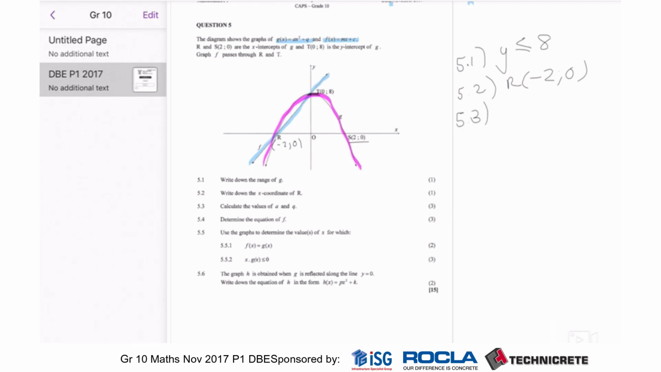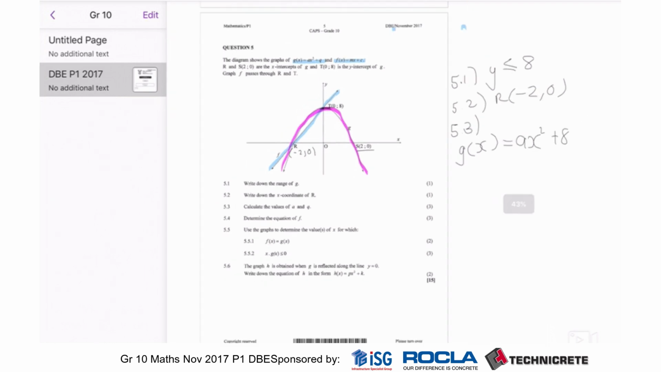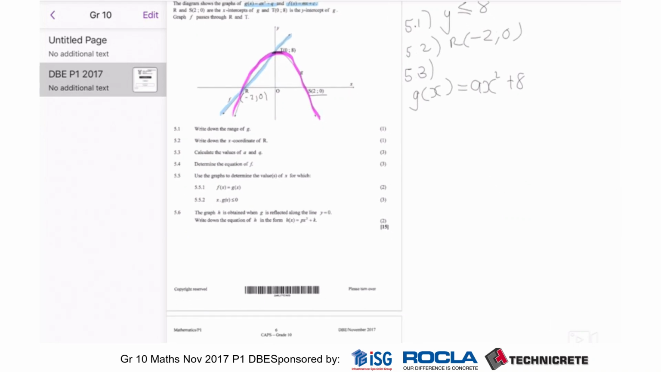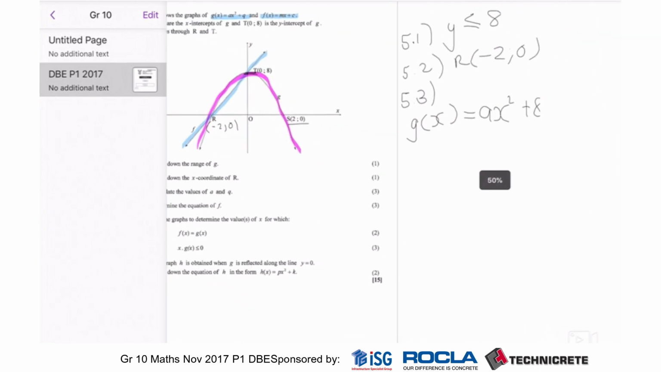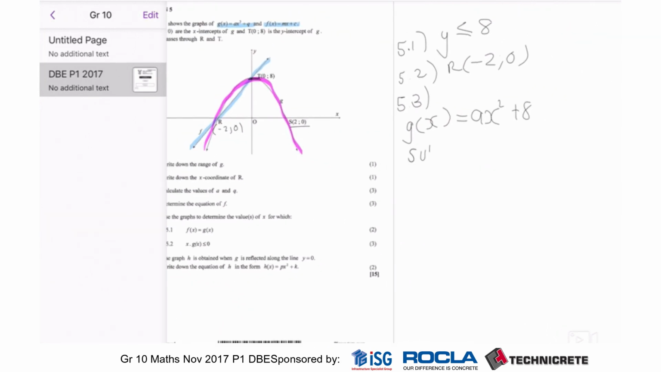Okay, next one says calculate the values of a and q in my equation. Fairly simple, because I already know what q is. And what is q? Q is my y-intercept. So ax squared plus 8, because we know what q is. Now we just need to substitute any value. We can substitute R, because R touches that graph, or we can substitute T. So let's substitute R, which is (-2; 0). So 0 is, because I'm now wanting to find a.